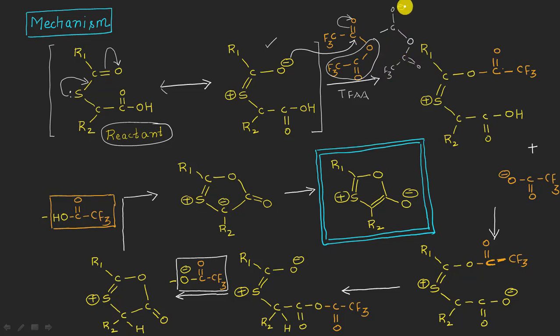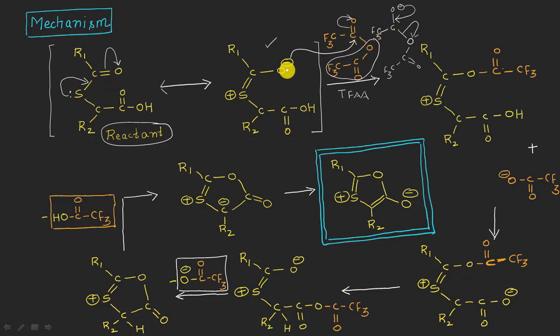So now what is going to happen is this negative charge will further be present in resonance like this, sending these electrons onto this oxygen atom, such that now this will become a C double bond oxygen, which is also having one CF3 here like this.